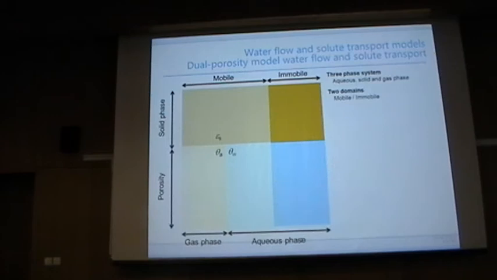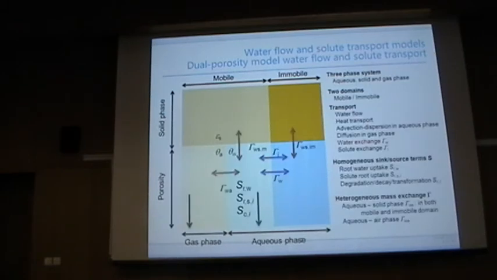And then the last variant is the dual porosity model. Basically all the same processes are there. The only extra one is that there is a water exchange term between the mobile and the immobile aqueous phase.